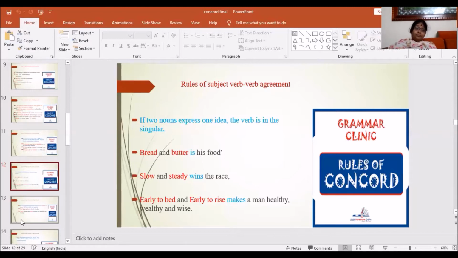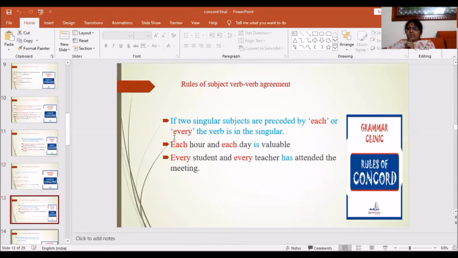Now next, if two singular subjects are preceded by each or every, the verb is in singular form. Look at this example. Each hour and each day is valuable. Hour is preceded by each, day is preceded by each, right? Both are singular subjects. So then your verb should be singular.